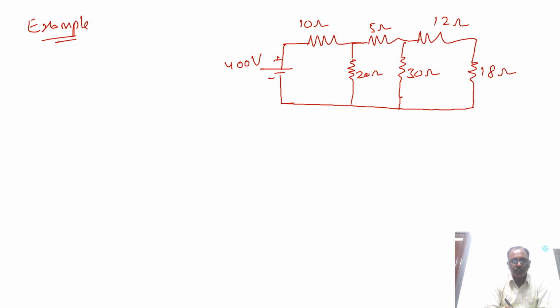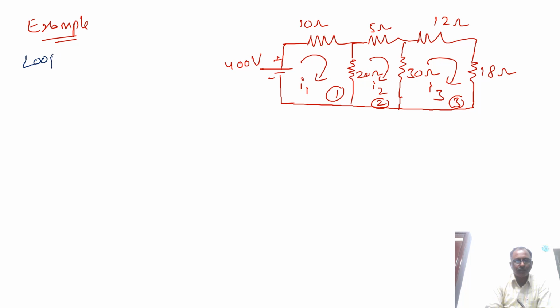Now let us take this current is I1, this loop current is I2, this loop current is I3. So there are three loops, loop 1, loop 2, loop 3. Now let us see how to write the loop equations. Loop 1. Our requirement is we need to find out the loop currents I1, I2, I3. Now loop 1 is this one. Now let's start from here.